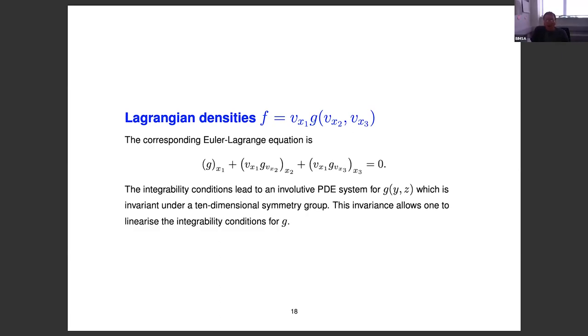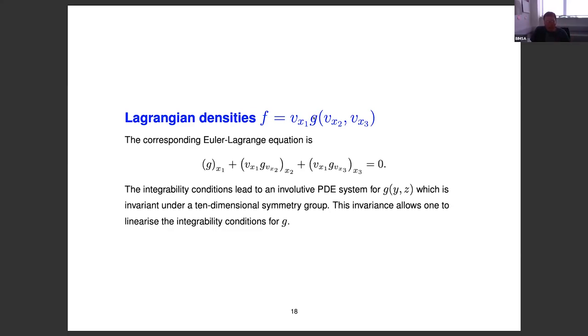So here G is some function. And if you plug this ansatz into integrability conditions, you get a certain system of PDEs for G, which express all fourth order derivatives of G in terms of low order derivatives. How many partial derivatives of G do we have? It depends on two variables this time, yeah? So there are five fourth order derivatives, and all of them are expressed in terms of low order derivatives. This system for G is involutive, its solution space is 10-dimensional, and this system is invariant under a 10-dimensional group.